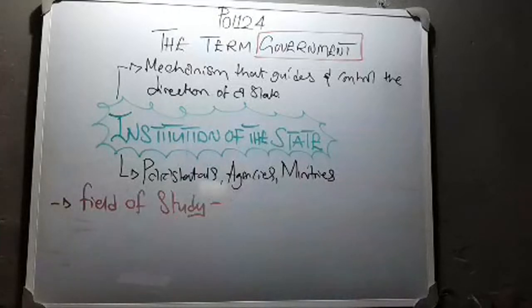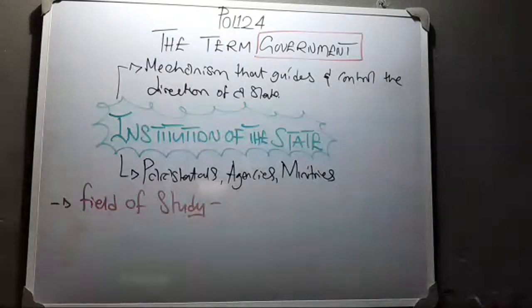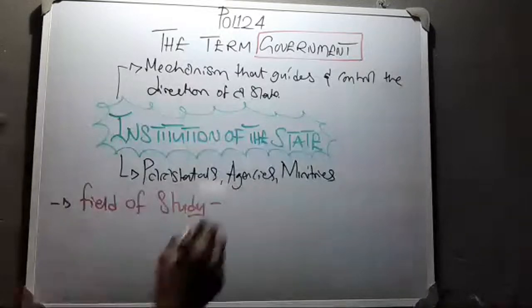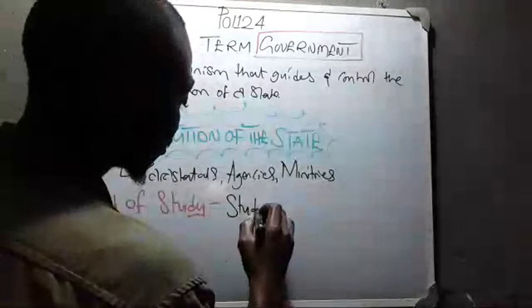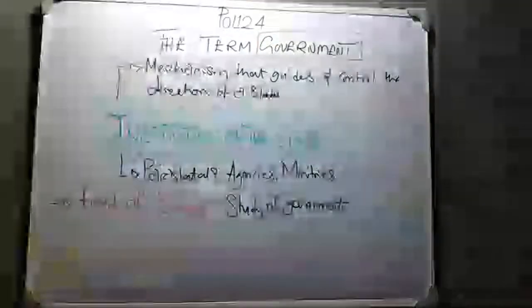This is where we have it as a branch of human endeavor studying agencies, institutions, and schools. This is said to be government in post-primary schools, and political science or politics in higher institutions. It is the study of government.